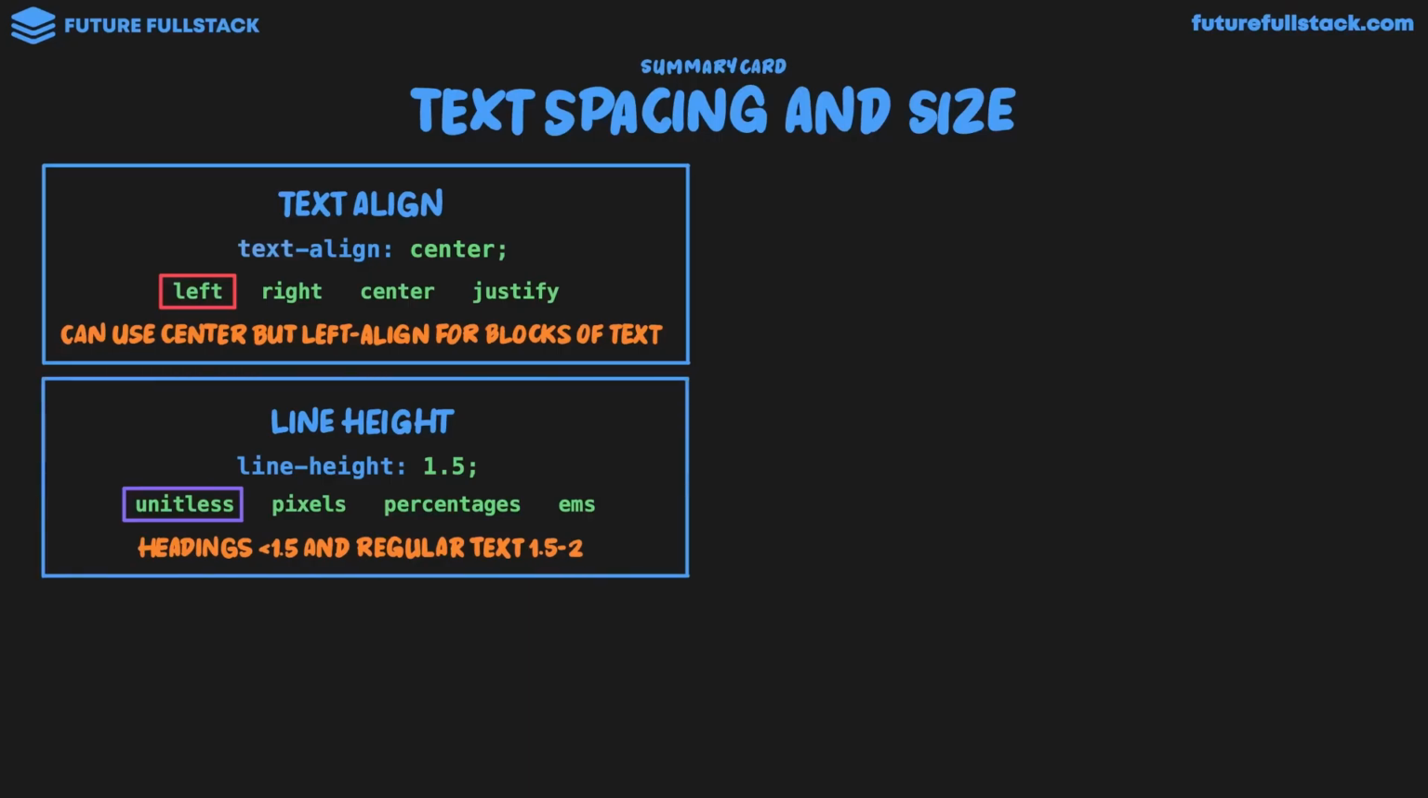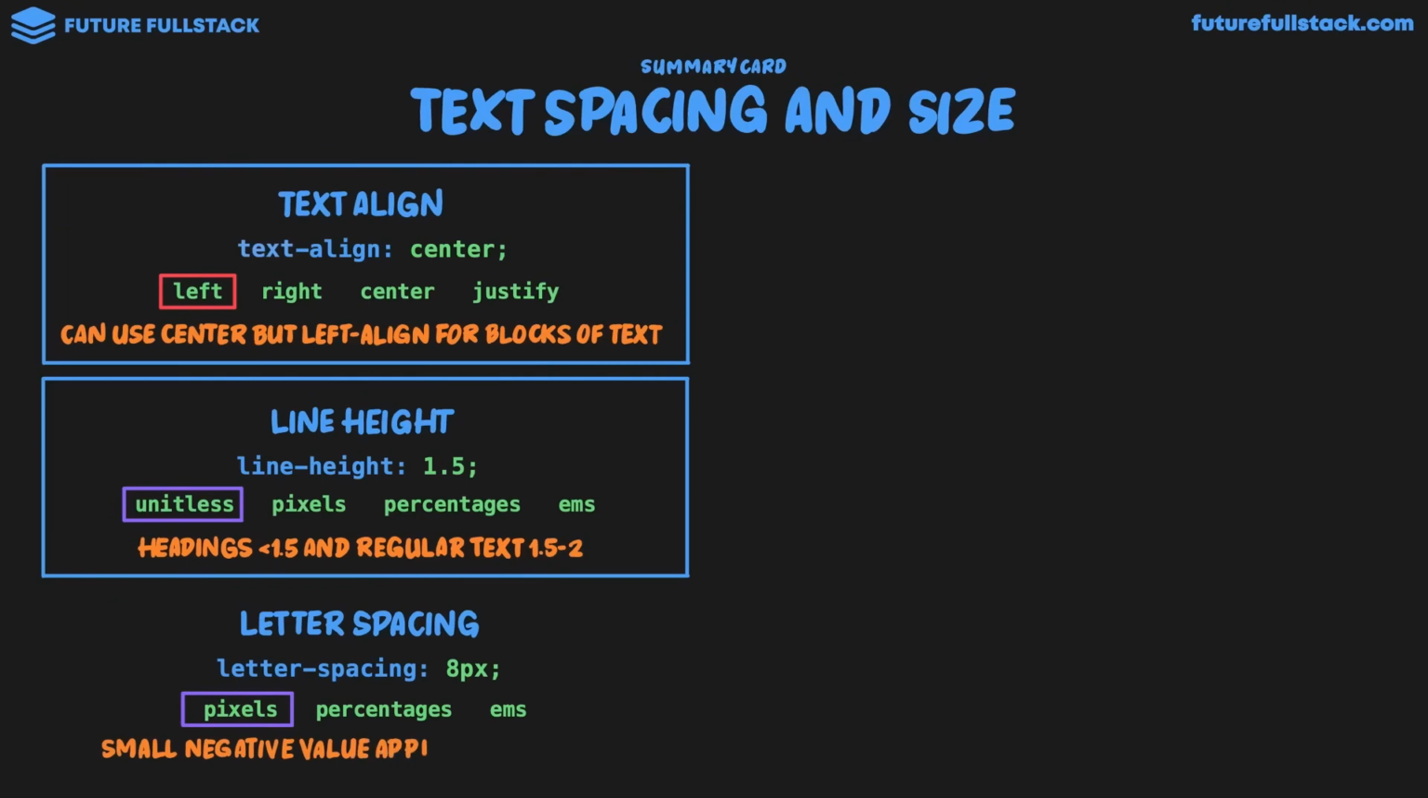The final property we looked at was letter spacing, and it looked like this. Values we can use here include pixels, percentages, and ems. And we noted that you can't use unitless values like you can for line height. For letter spacing, the most common unit to use is pixels. And the design guidance we saw was that small negative values are applied to headings to tighten up the text.